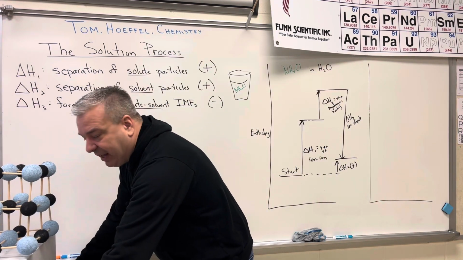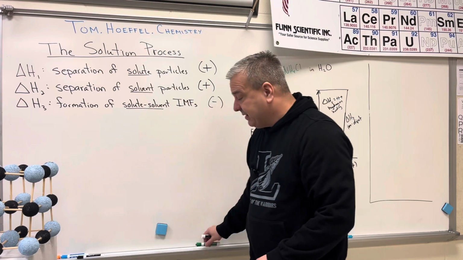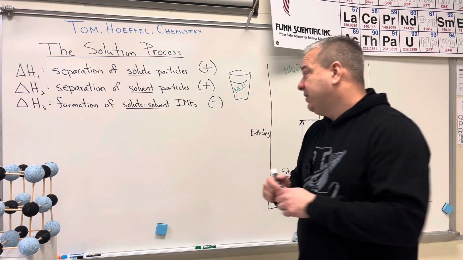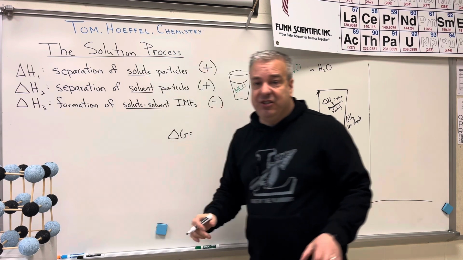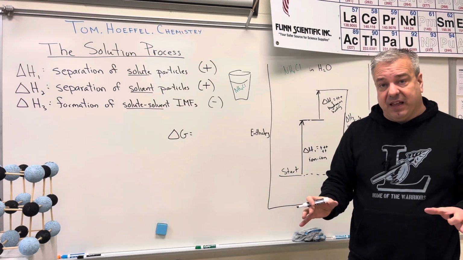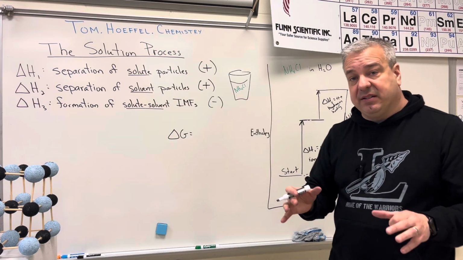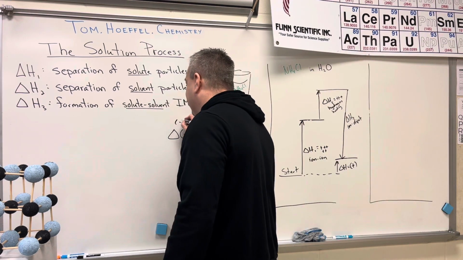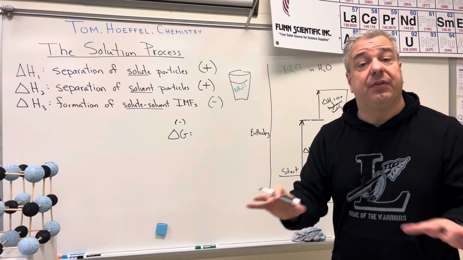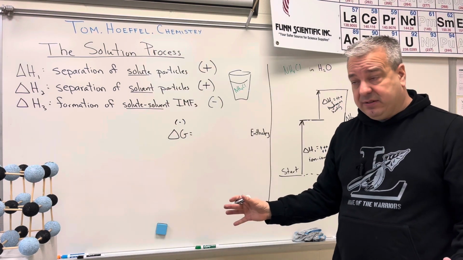Well, the answer lies with the thermodynamics that we had in the last unit. So I just want to come back and review delta G, which is Gibbs free energy. Gibbs free energy tells us that a chemical reaction will take place as long as this guy is negative. If it's negative, the reaction will take place.